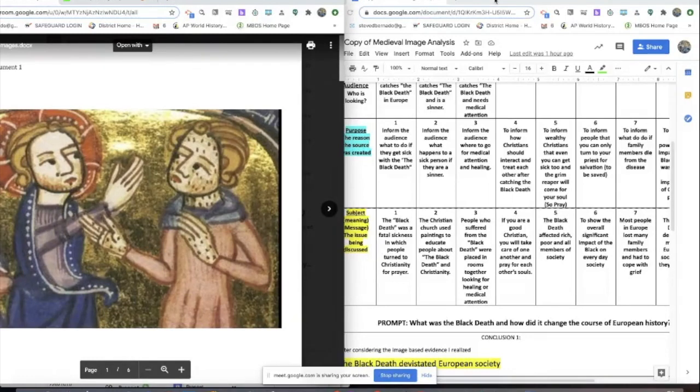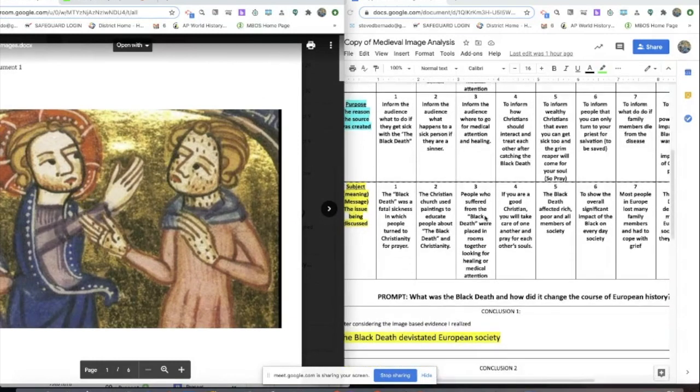Okay, so this is image analysis with your image analysis grid and Mr. D. This is part 2. Finishing the image analysis grid and constructing a claim, an evidence-based claim using all of the analysis. Okay? All right. So I'm going to zoom in here.